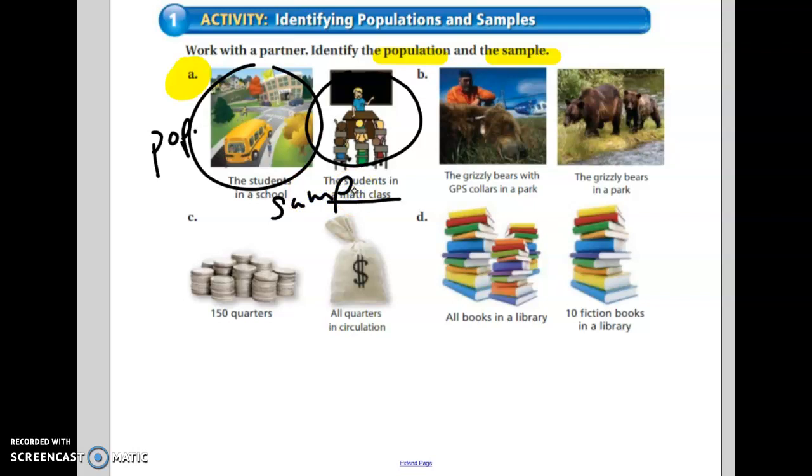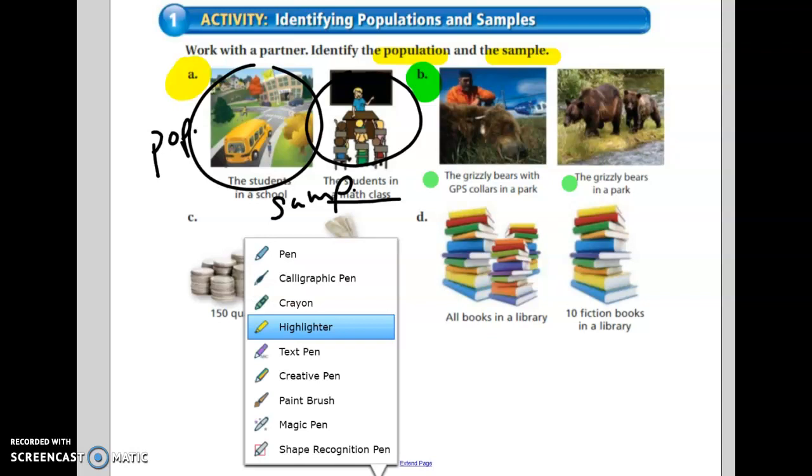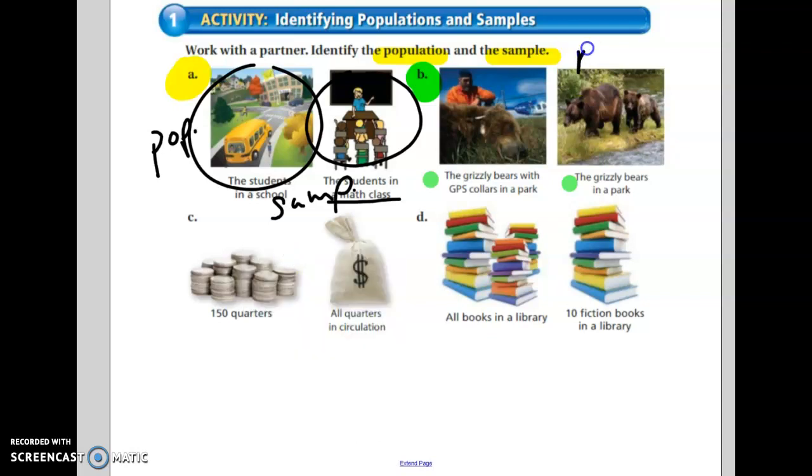Now in part B, you see there are two choices. There are grizzly bears with GPS collars in a park, and there are grizzly bears in a park. The population is going to be all of the bears in the park, and the sample is just the small subset that have the GPS collars. So just a quick little review on population and sample.